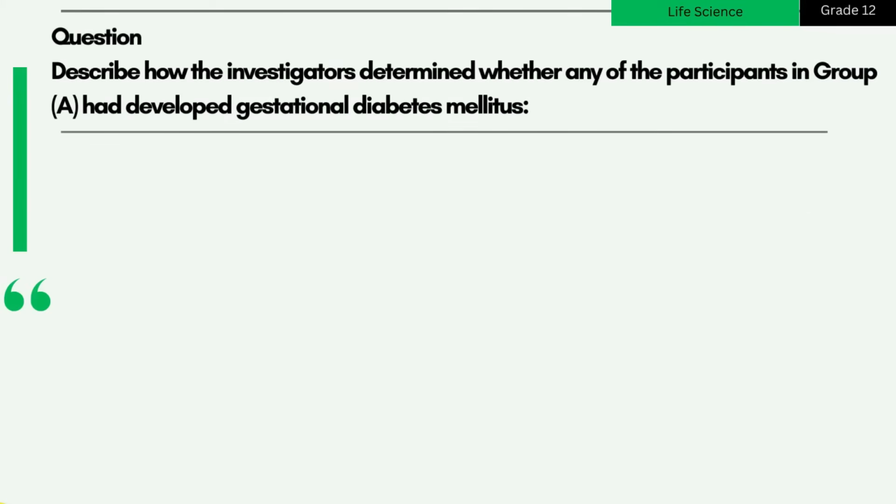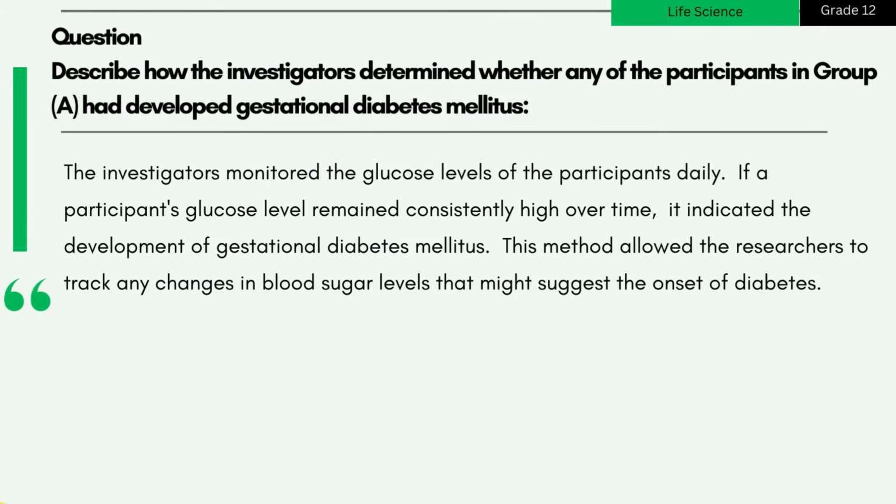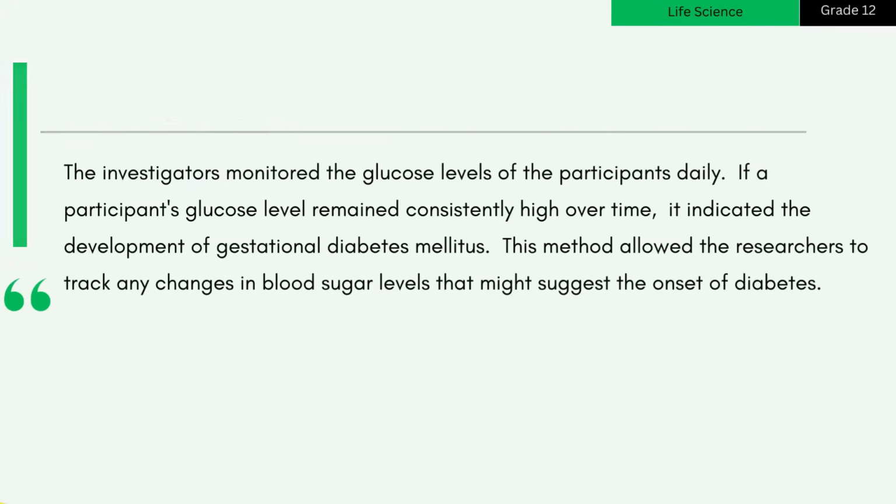Question. Describe how the investigators determined whether any of the participants in Group A had developed gestational diabetes mellitus. The investigators monitored the glucose levels of the participants daily. If a participant's glucose level remained consistently high over time, it indicated the development of gestational diabetes mellitus. This method allowed the researchers to track any changes in blood sugar levels that might suggest the onset of diabetes.